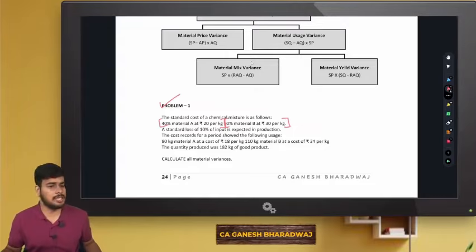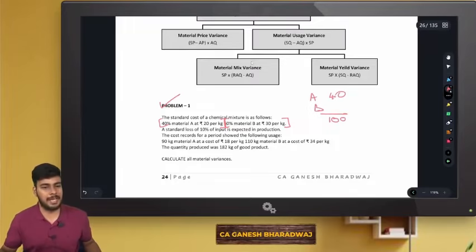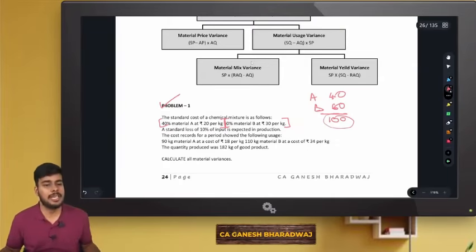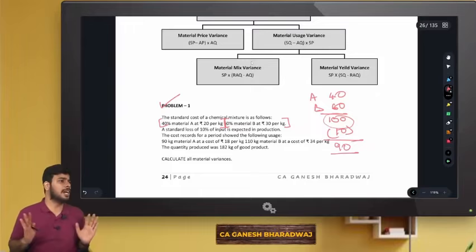Fine. A standard loss of 10% of input is expected in production. Meaning what? If my total input is 100, from A I should have 40, from B I should have 60, correct or not? So that will make my total input 100. Now out of this mixture, after mixing, some 10% will be a loss. Meaning what? Ultimately I will get only 90. Are you understanding this?